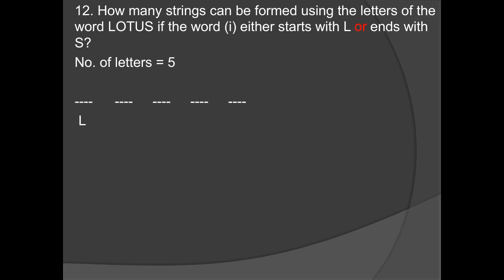Since the first place is occupied by L, it can be placed in one way. In the second place, we can use either O, T, U, or S. So 4 letters, then 3, then 2, then 1. So in total we have 24 ways.